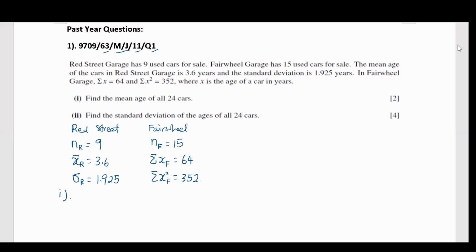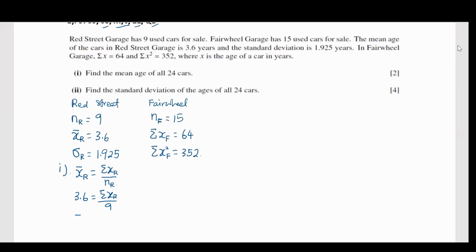So according to the formula we have, we are looking for the total mean age of all 24 cars. In order to get that, let's first find out the sum of the ages of the Rake Street used cars. So we have the formula, the sigma x of Rake Street divided by the sample size from Rake Street. So the mean is given 3.6. And the sigma x for Rake Street is what we want, which is the total ages of these 9 used cars. And there are 9 of them. All right. So can we find out the sigma x for these 9 used cars from Rake Street? Yes.